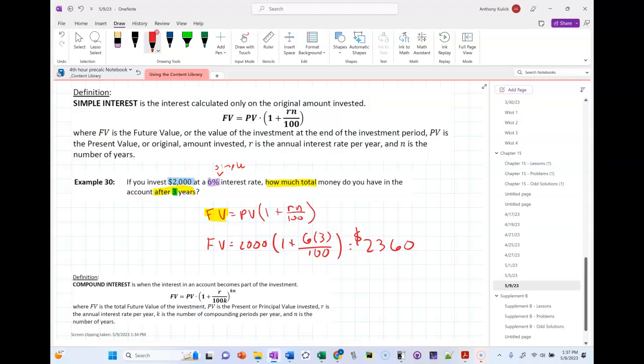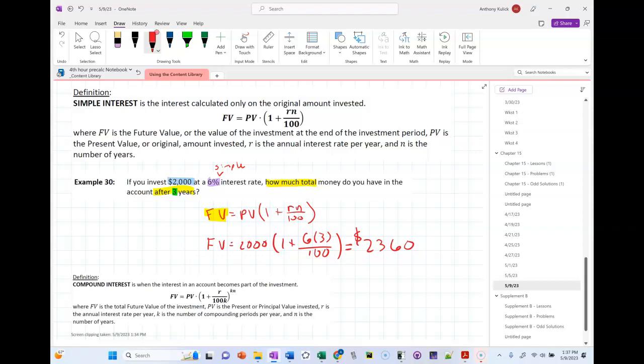So when I punch that all through, I get 2,360. So how much interest did we actually earn from that? 360, right? We started with $2,000. We ended with $2,360. 360 of those dollars must have been the interest then. Everybody feel okay with this?